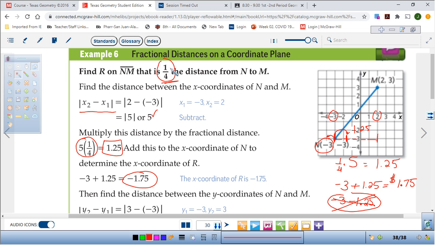So for my x coordinates, I know I'm right here. My total distance is 5. I got 1/4 of it. So you can kind of think of my x value now. We're going to be here. Oh, and it should be negative.